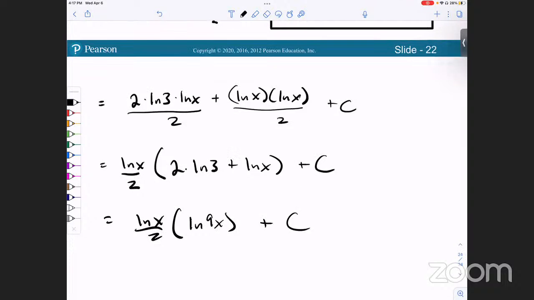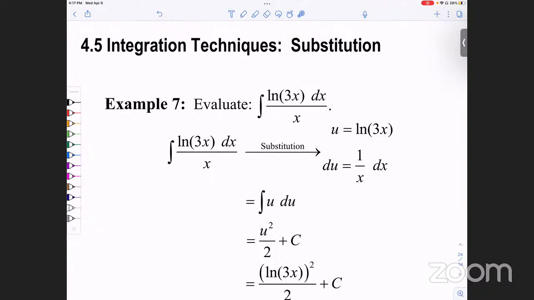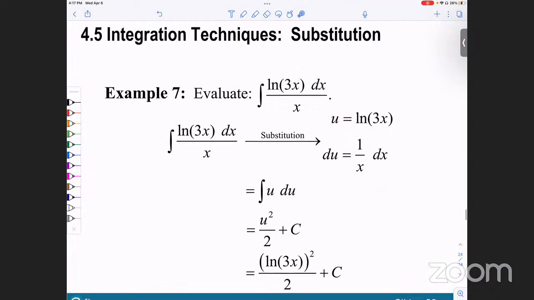I don't know. Let me look at what they did again. Because it's not like my right here. If this is your u, the derivative of this is not this, right? Here, right? The 2 comes down, and the derivative of ln of this is going to be du by u, so that's going to be 3 over the natural log of 3x.